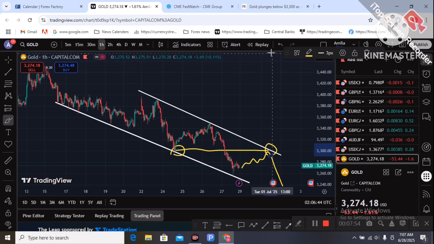That is the one hour chart technical picture.